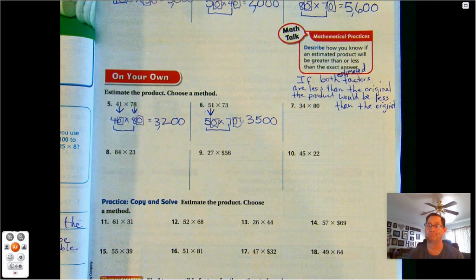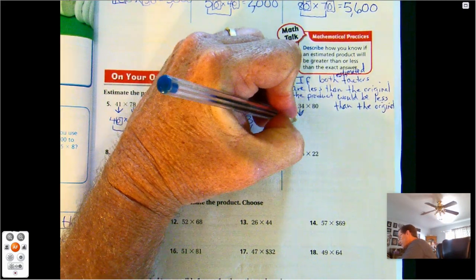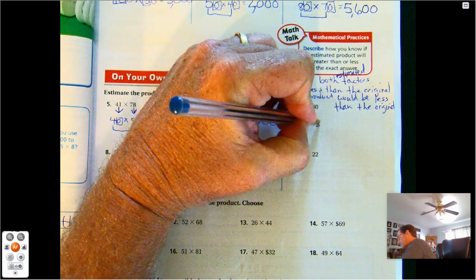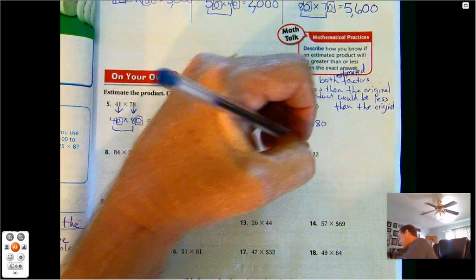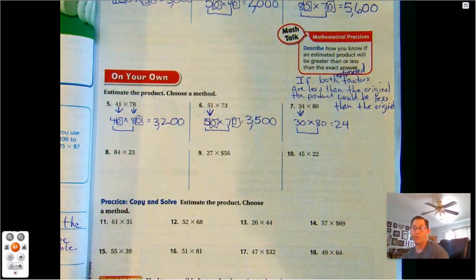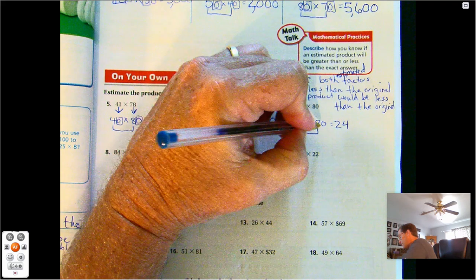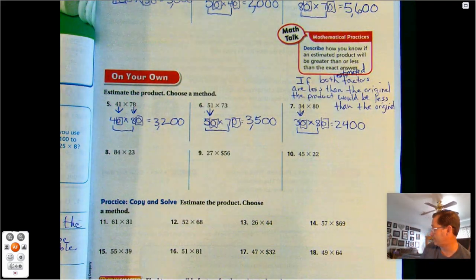34 times 80. Okay, I don't need to do anything with the 80. Let's just leave it as 80. The basic math fact, 3 times 8 is 24. 2 zeros in total for the factors. So my product has 2 zeros, 2,400.